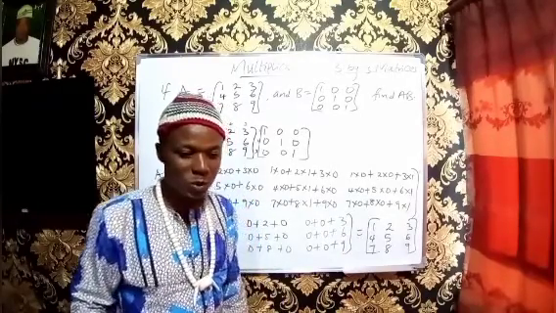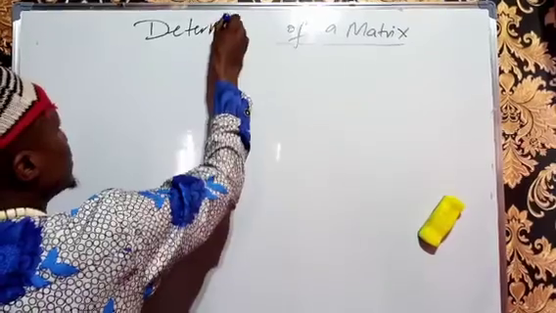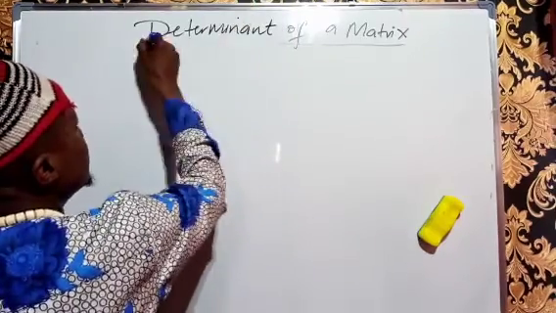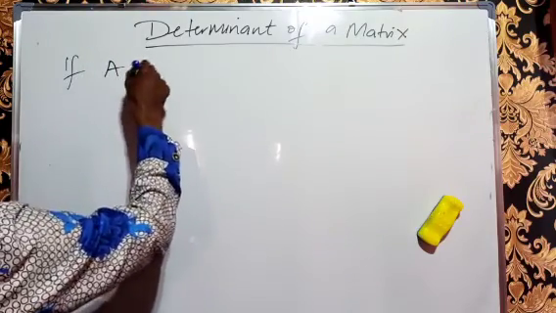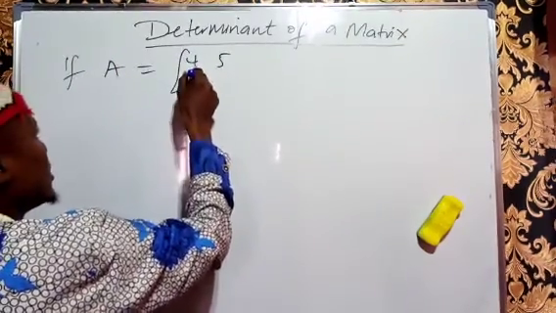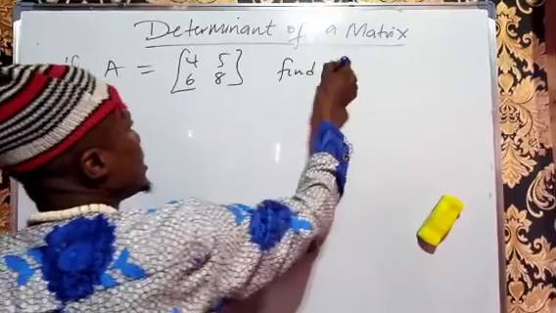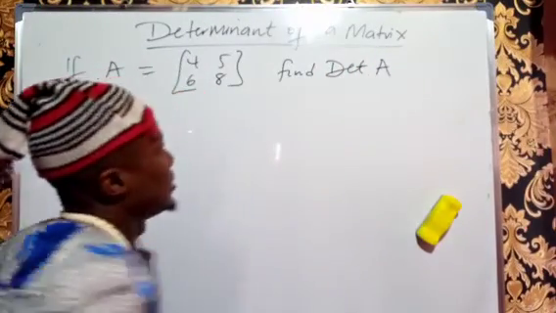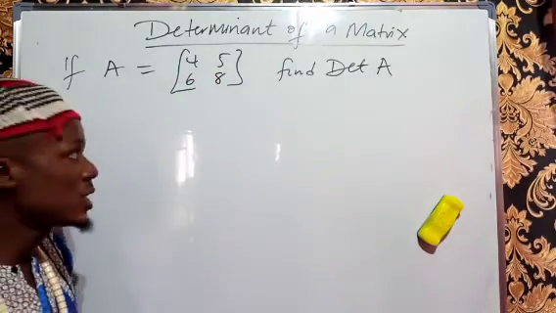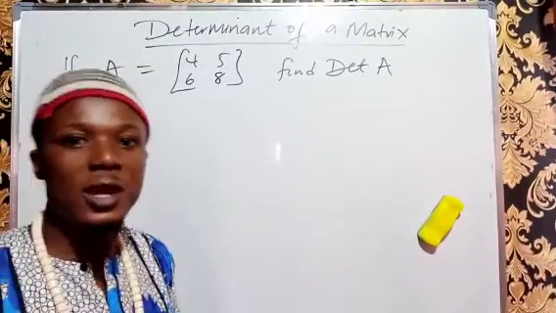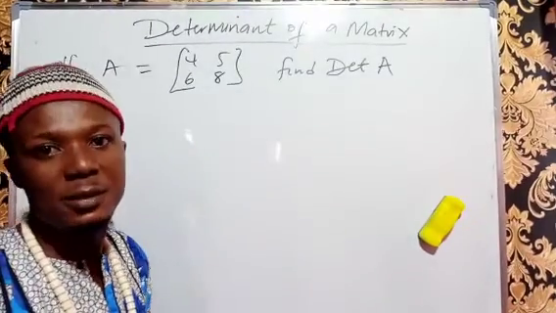Okay, so at this point in time, we should switch into what we call the determinant of a 3 by 3 method. Determinant of a matrix. So given matrix A as 4, 5, 6, 8, find that A. So we are given the matrix A equals 4, 5, 6, 8, and we are asked to find that A. That A means determinant of A. So if you don't write it in full, they are free to say that A. It is still talking about the determinant of A.